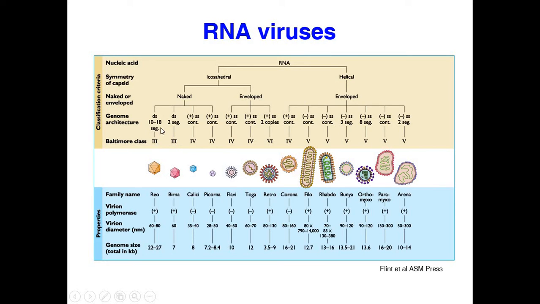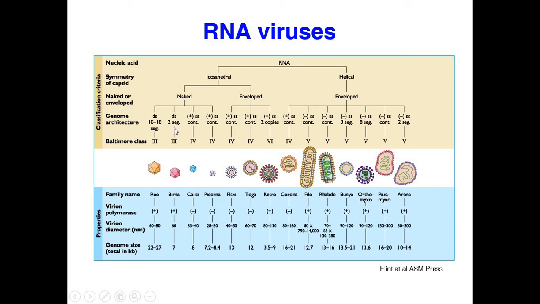3. The 10 to 18 segmented viruses have an example, reoviruses, which also have the virion polymerase present in their nucleocapsid. The diameter of this virus is 60 to 80 nanometer, and the genome size of this virus is 22 to 27 kilobase pair.